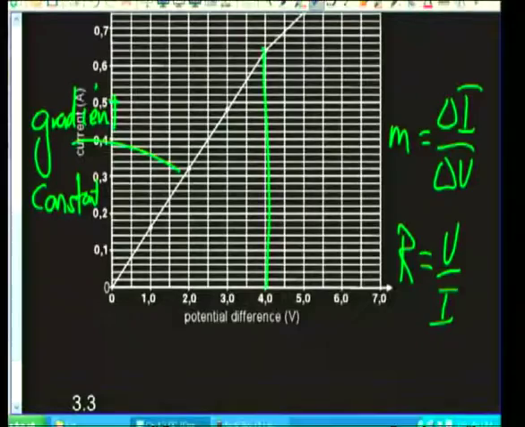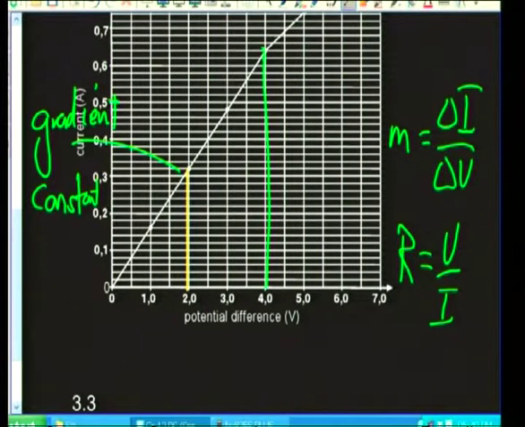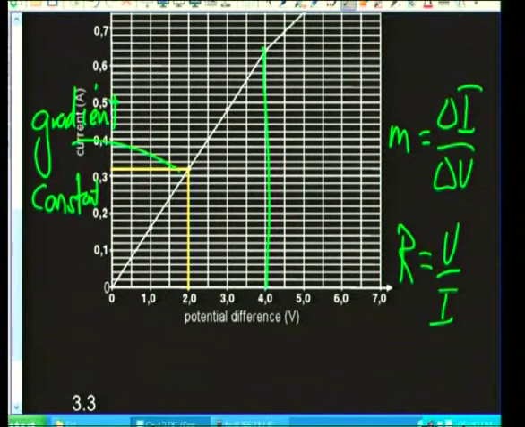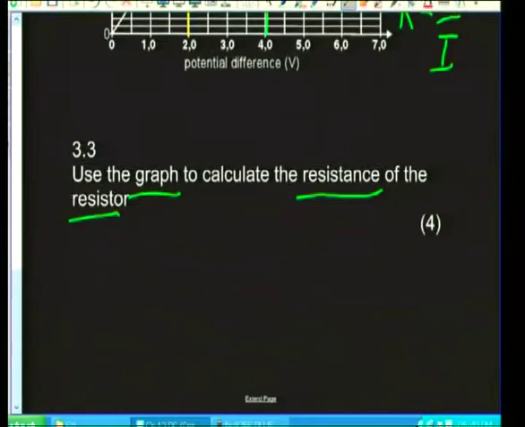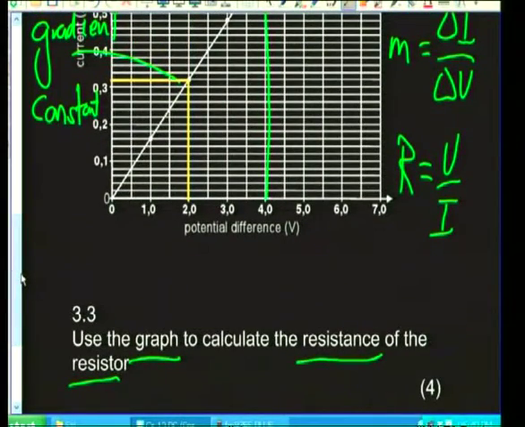Now, as I said, there are many possibilities. We could choose a point such as this one over here, or we could say, let's do final minus initial. That would also work, but I like to just choose that point there. So the potential difference of 2, and let's have a look at what the current is. I think you can see that it's going to be 0.32.